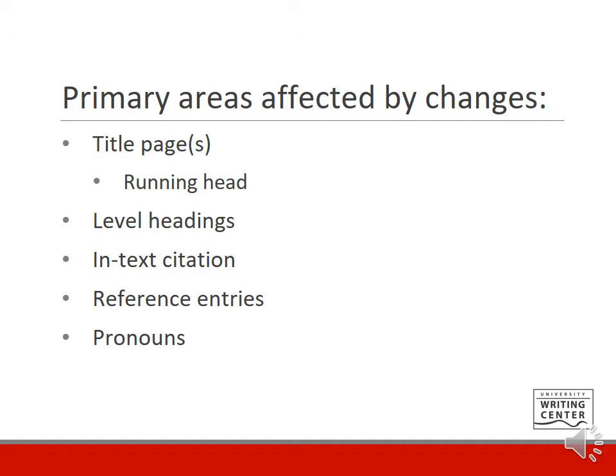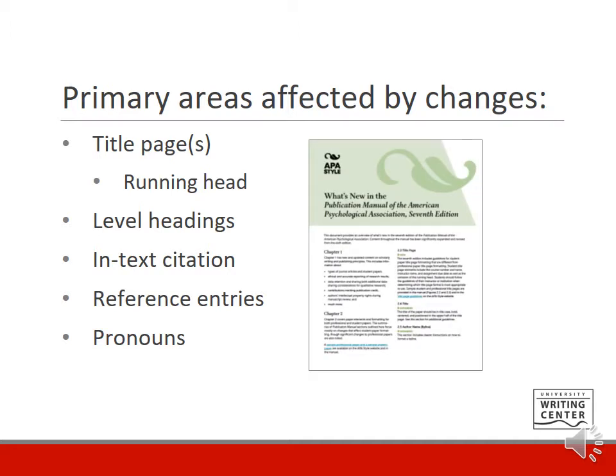So if you are concerned you're missing something, please refer to the APA Manual 7th edition and the PDF linked in the description. The PDF was created by APA and breaks down each chapter of the 7th edition manual and indicates which information is new.